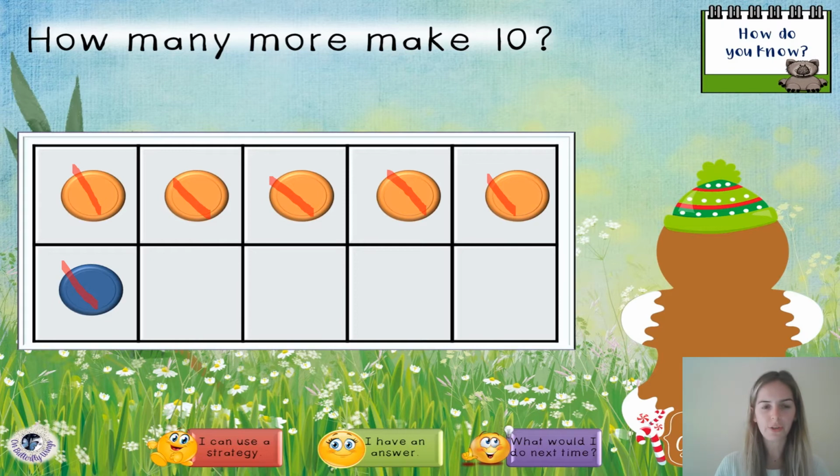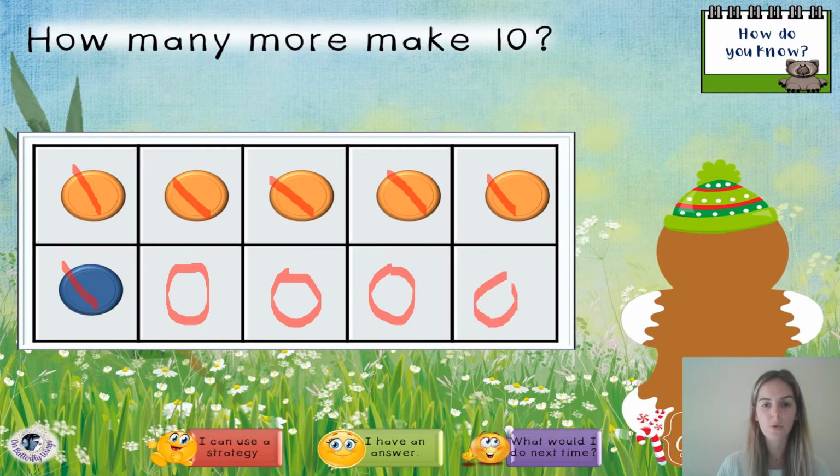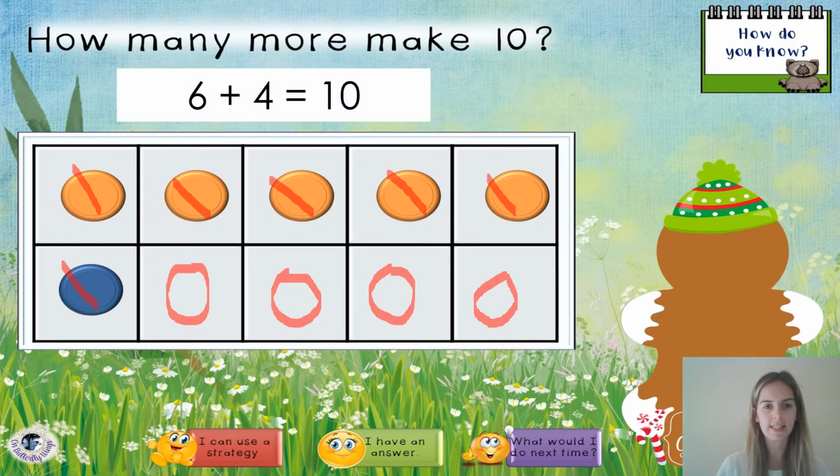Now, a strategy that we could use is we can look at what's left over, which is empty in our 10 frame, and we can draw some more counters to fill it up. So let's do that. 1, 2, 3, and 4. So now I know that I needed 4 more to make 10. Another way that we can think of this is as an addition problem, and that would look like this: 6 plus 4 equals 10. Okay, let's look at the next one.